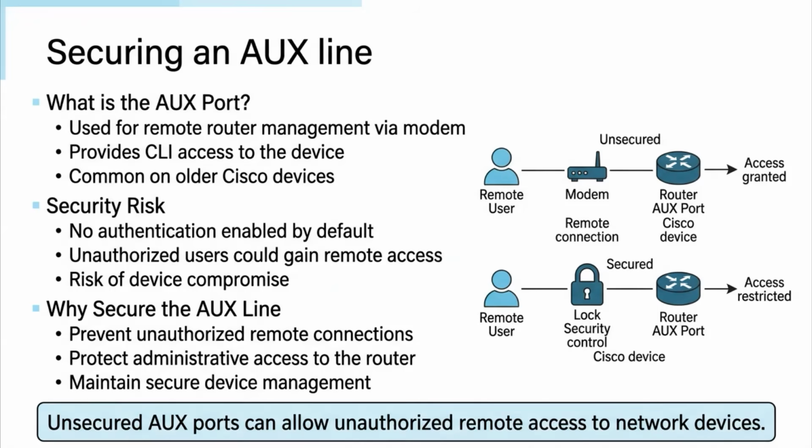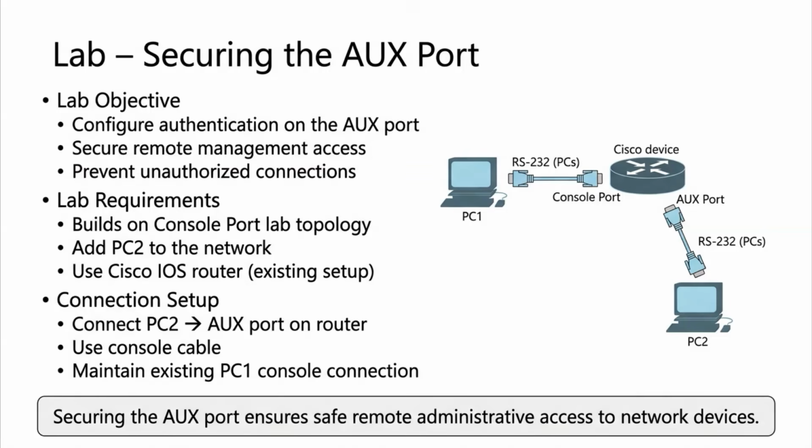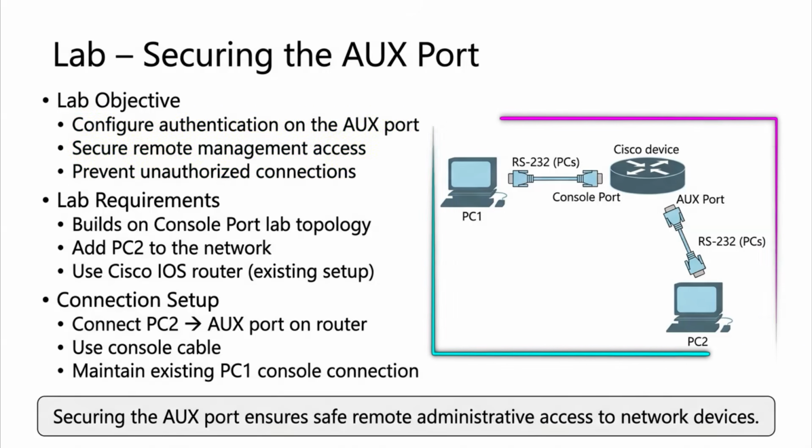Older Cisco devices often included an auxiliary port, which was designed to allow remote management of a router through a modem connection. This enabled administrators to access the device remotely using a command line interface, CLI. By default, the AUX port does not require authentication, meaning unauthorized users could potentially gain access if the interface is not secured. In this lab, you will learn how to secure and enable authenticated access to the AUX port on a Cisco IOS router. The following topology will be used in Cisco Packet Tracer.